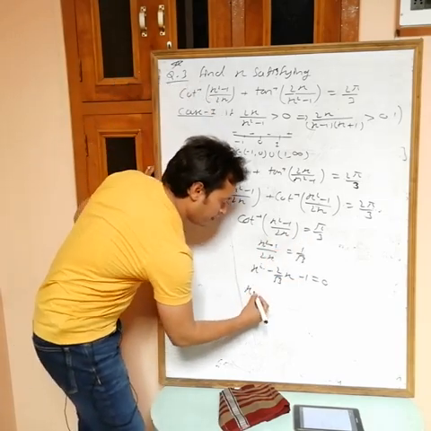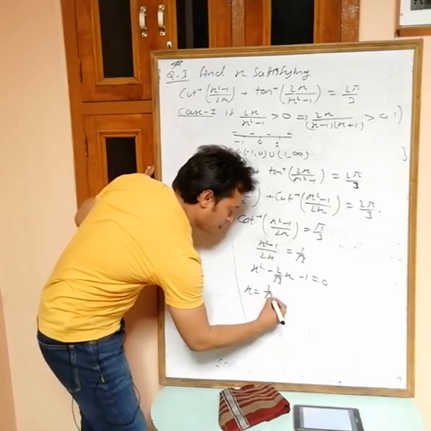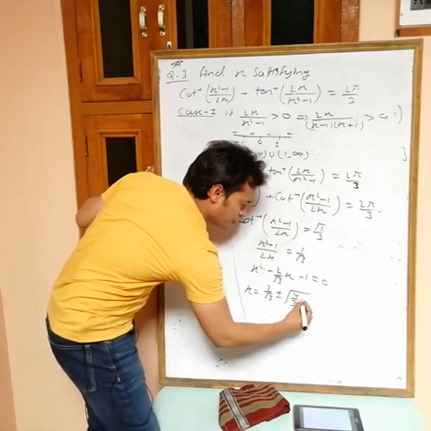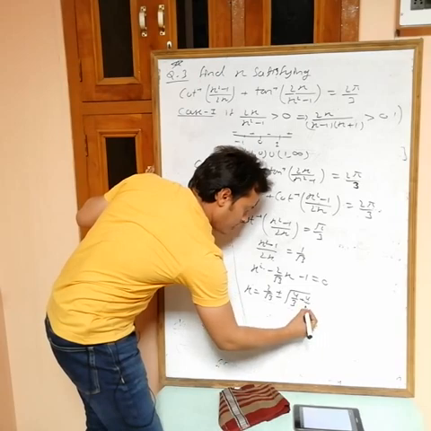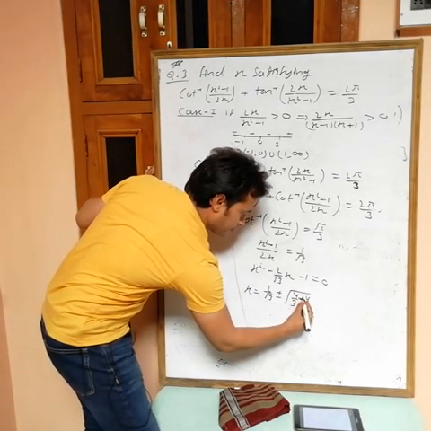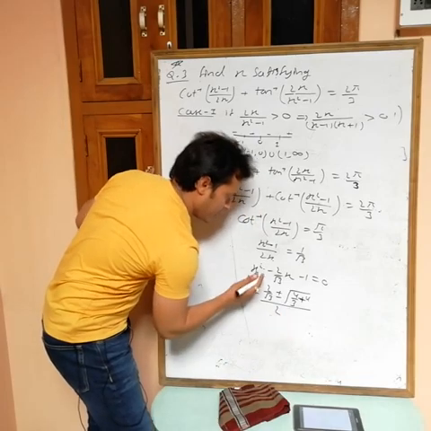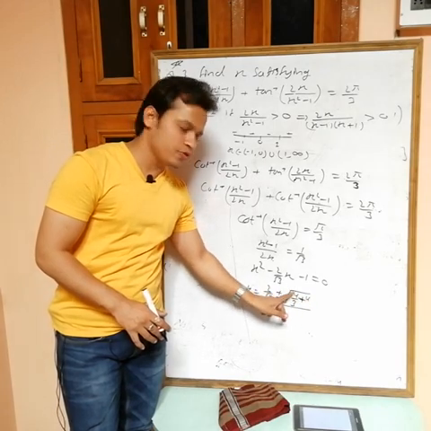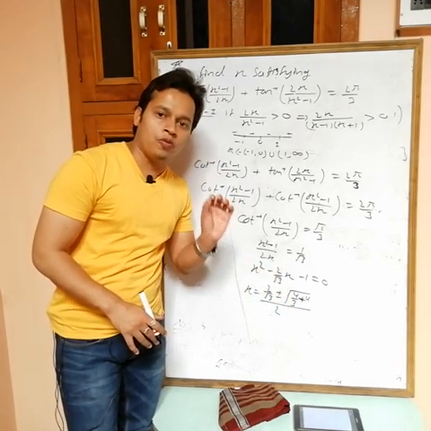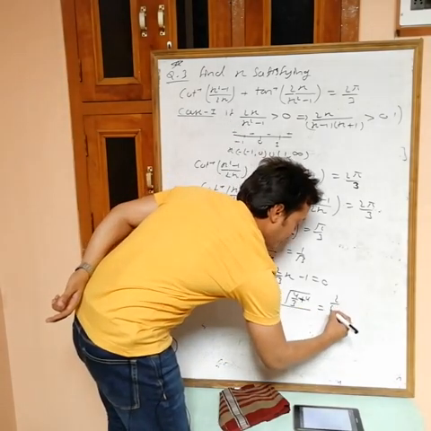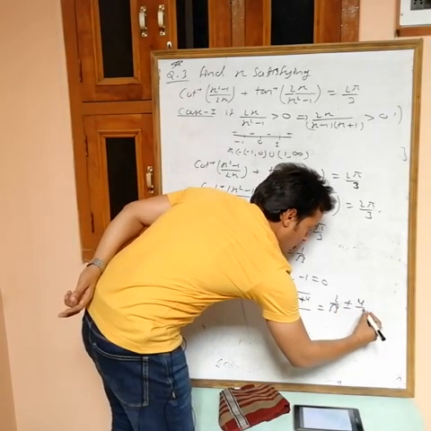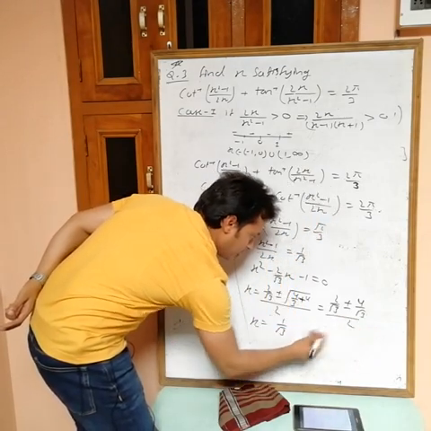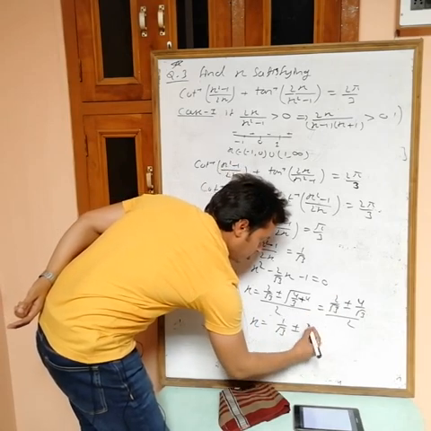Then solve this one. Value of x is minus b, which is 2 by root 3, plus minus root of b square, 4 by 3, minus 4ac, that is 4, by 2a. 2a is equal to 2. Okay, now if you solve this, if you take LCM 3, what are we getting? 12 plus 4, 16. Root of 16 by 3 is 4 by root 3. Then we are getting 2 by root 3 plus minus 4 by root 3, by 2. Divide with 2, then x equals 1 by root 3 plus minus 2 by root 3.